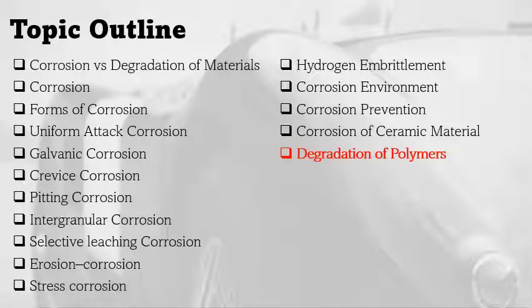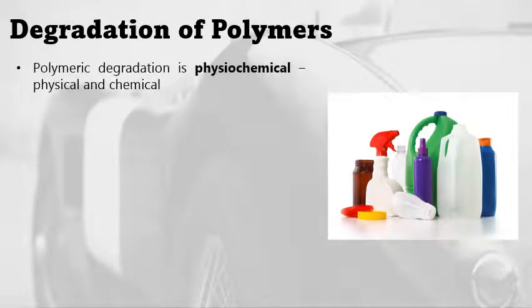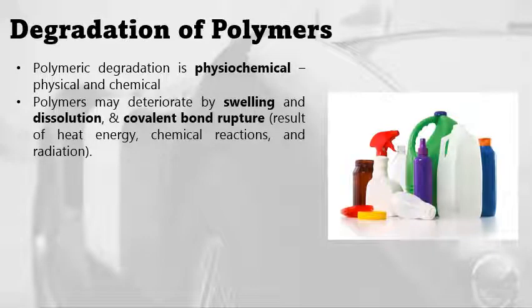Finally, the degradation of polymers. Polymeric degradation is physiochemical. That is, it involves physical as well as chemical phenomena. Polymers may deteriorate by swelling and dissolution. Covalent bond rupture as a result of heat energy, chemical reactions, and radiation is also probable.